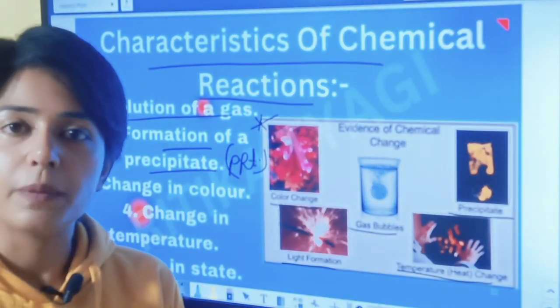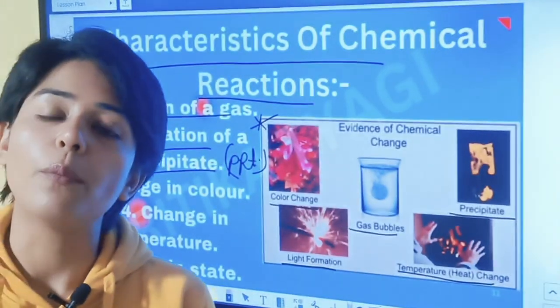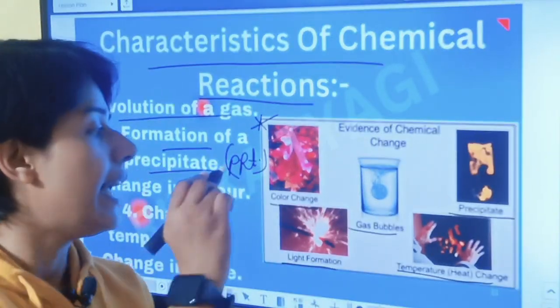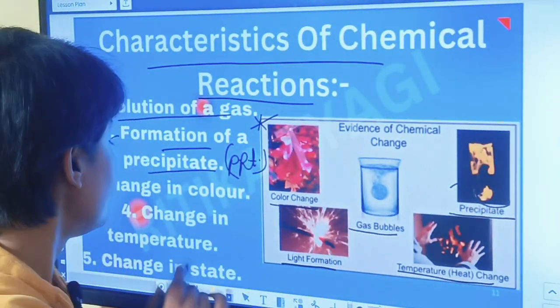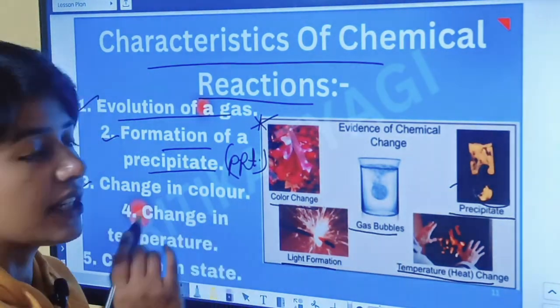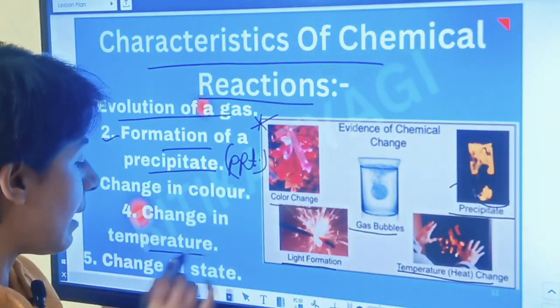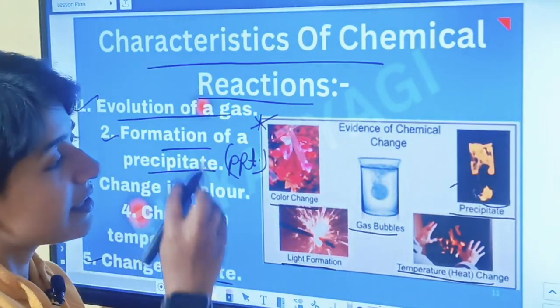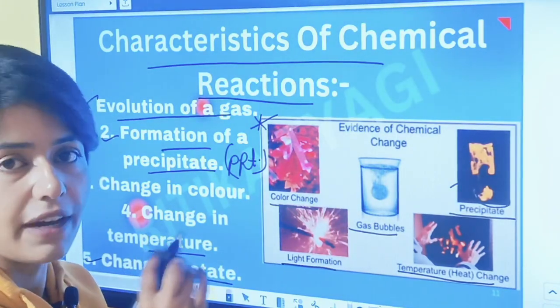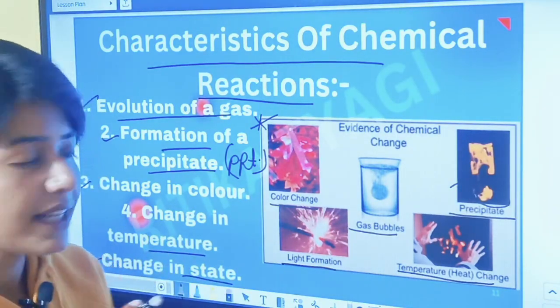Precipitate is an insoluble solid substance which is formed during a chemical reaction and it settles down at the bottom of the container. Third one is change in color. Fourth, change in temperature. Fifth, change in state. All these are indicators, that is total 5 indicators, easy to memorize.